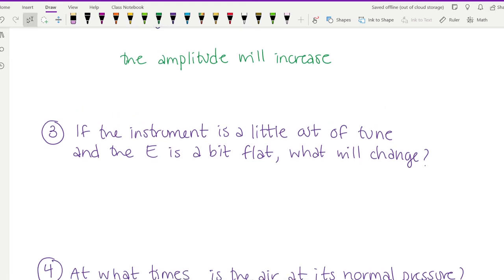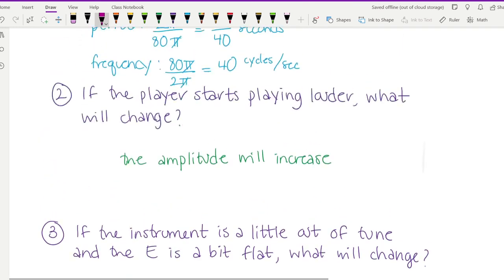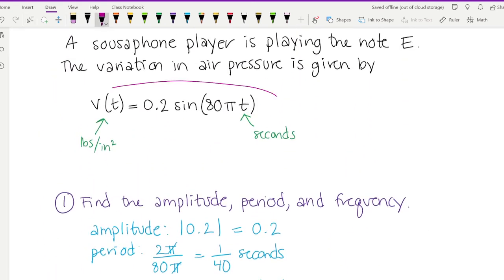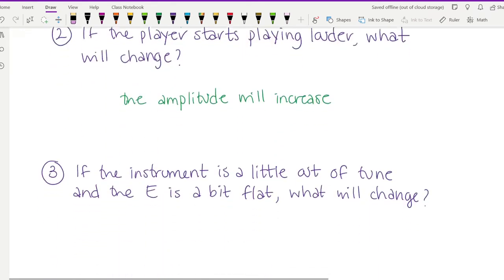So next question says, if the instrument is a little bit flat or a little bit out of tune and the E is playing a little bit flat, how will that change? Like, how would that compare to this nice equation we were given? So what does it mean for a note to be a little flat? It means it's a little lower than it should be. So what is it that is going to affect the pitch of our music? That is the frequency, right? And the frequency is related also to the period. And so in order for the note to be lower, that means that the frequency would be decreasing.